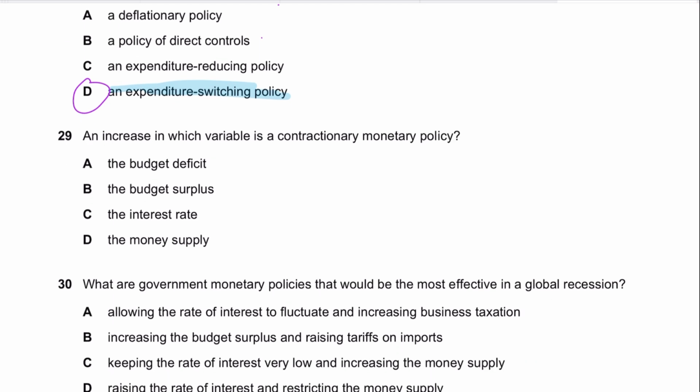Question 29, an increase in which variable is a contraction in monetary policy? Definitely interest rates, because when interest rates go up, your aggregate demand would go down because consumer expenditure and investments would go down, since the cost of borrowing goes up. As far as budget deficit and budget surplus are concerned, this has to do with fiscal policy, because a budget deficit arises if the government spending is more than taxation, and a surplus if the government spending is less than the tax revenue received. Both have to do with fiscal policy.